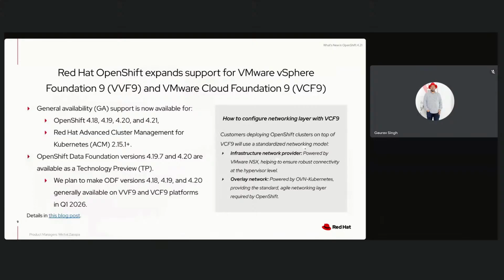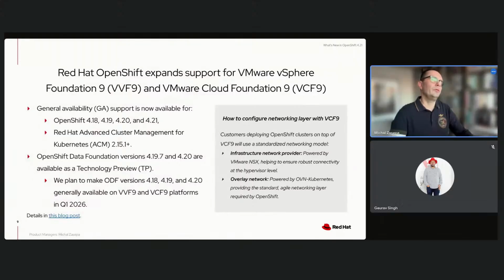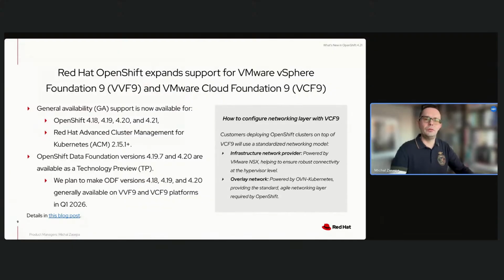Thanks, Gaurav. Let me go to the VMware vSphere Foundation and VMware Cloud Foundation announcement. So we are glad to share that it's now generally available. We are supporting OpenShift versions 4.18 through 4.21 along with ACM 2.15.1 plus, ensuring you have a stable foundation for your modern workloads. On the storage side, we've launched a technology preview for OpenShift Data Foundation 4.19.7 and 4.20 with plan for GA in Q1 this year, giving you a clear roadmap for persistent storage.